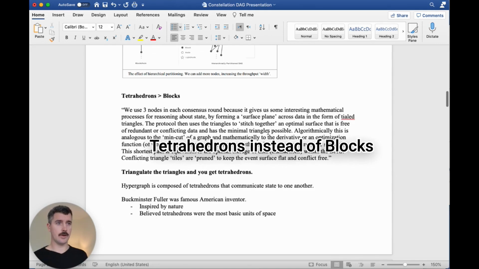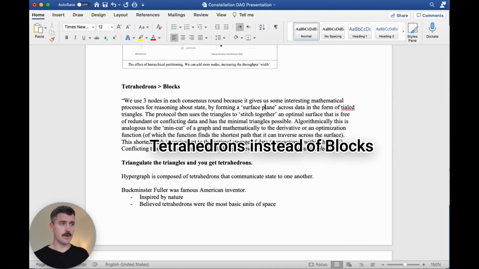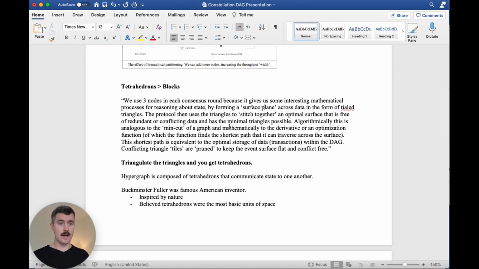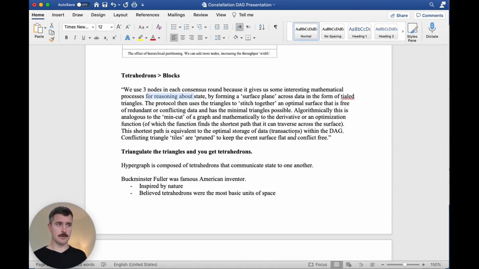Now, let's talk a bit about the data structures that fall out of this consensus. I'm just going to read out this passage which explains why they use tetrahedrons, but I basically think this is a stroke of genius. So they say we use 3 nodes in each consensus round because it gives us some interesting mathematical processes for reasoning about state by forming a surface plane across data in the form of tiled triangles. The protocol then uses the triangles to stitch together an optimal surface that is free of redundant or conflicting data and has the minimal triangles possible. It says this shortest path is equivalent to the optimal storage of data within the DAG.